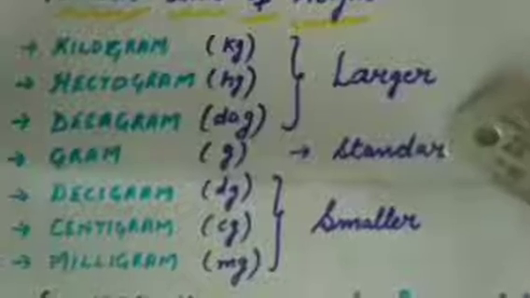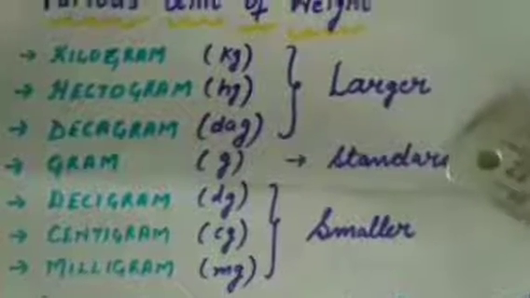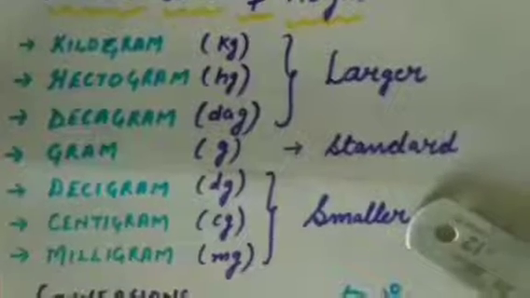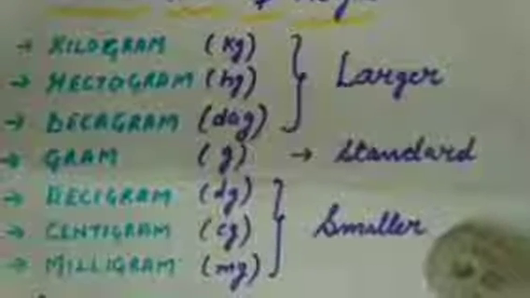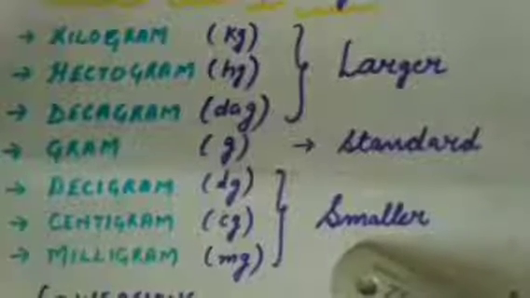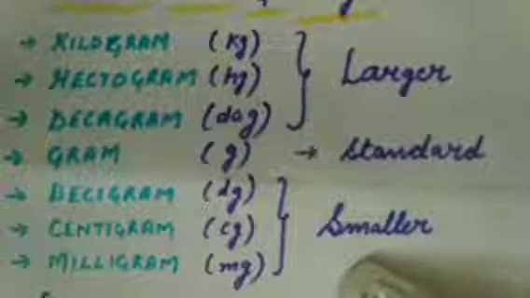while gram is a standard unit of measurement of weight, which can be used to measure a packet of peanuts, while decigram, centigram and milligram are the smaller units of measurement of weight, which are used to weigh lighter things. For example, milligram is used to weigh a sachet of tomato ketchup.